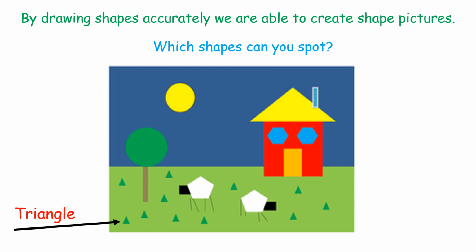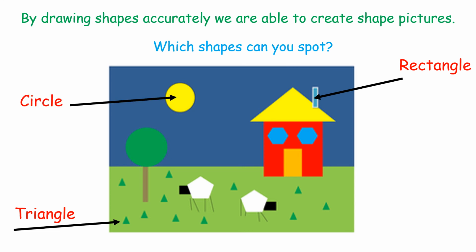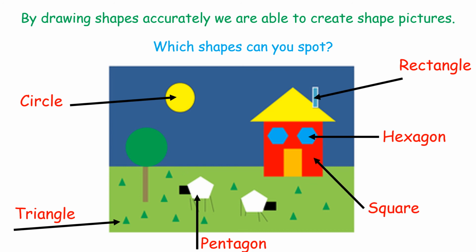I can spot triangles in the grass, a rectangle as the chimney on the roof, a circle as the sun, a pentagon as the sheep's body, a hexagon as a window on the house, and a square as the actual house's foundation. Now we could have used other shapes in there too. We could have used some trapeziums or parallelograms or rhombuses. We haven't included any ovals in there. We could have used that too.